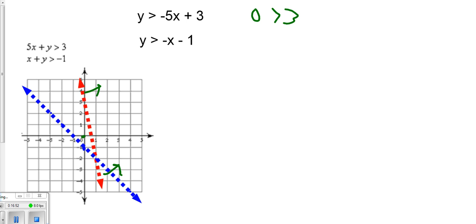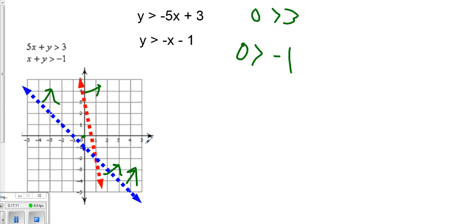And we're going to use our 0, 0 to check it. Is 0 greater than negative 0, which is 0, minus 1 is negative 1? Is 0 actually greater than negative 1? It is. So we would do everywhere above this line.